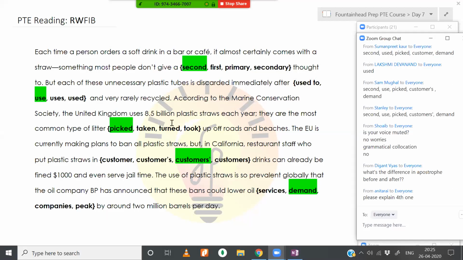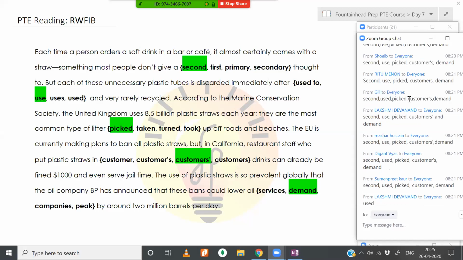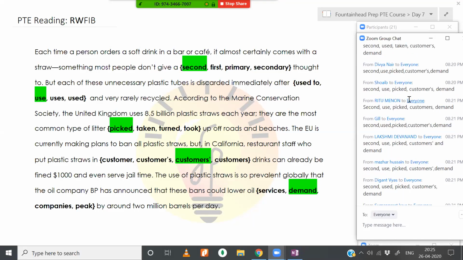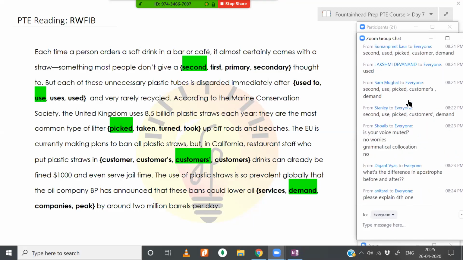All right, so picked up is something that I see a lot of you have mentioned correctly. Almost all of you have mentioned this as picked up. That's correct. Customers. Now what is the difference between this apostrophe before and after? This is customers' drinks, right? Whenever you have a plural that ends with S, a plural possessive noun.